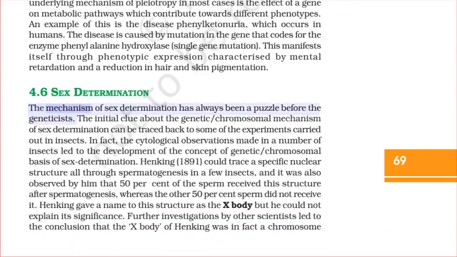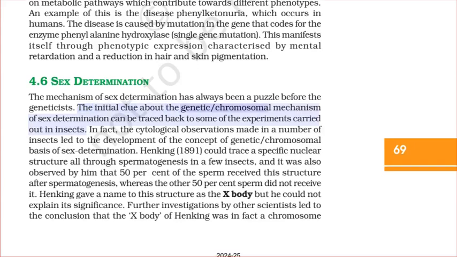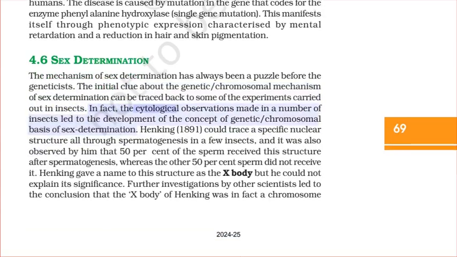The mechanism of sex determination has always been a puzzle before the geneticists. The initial clue about the genetic chromosomal mechanism of sex determination can be traced back to some of the experiments carried out in insects. In fact, the cytological observations made in a number of insects led to the development of the concept of genetic chromosomal basis of sex determination.